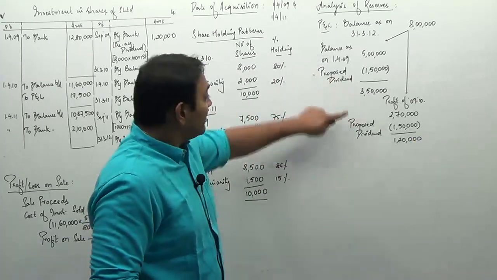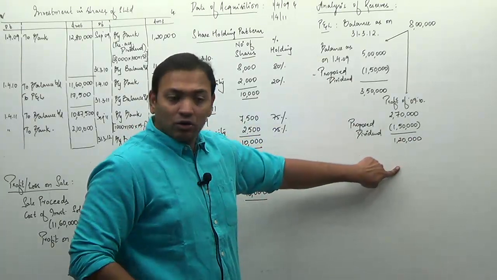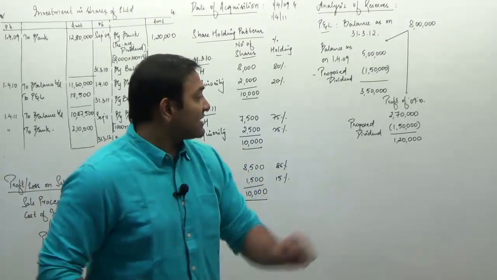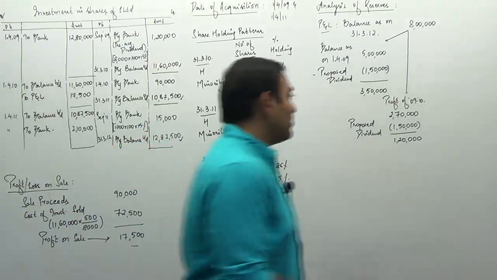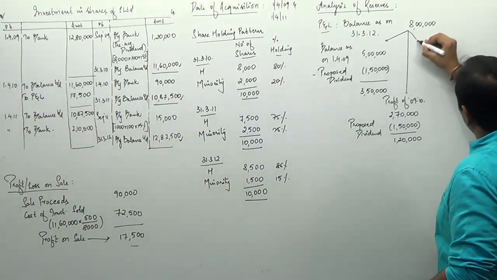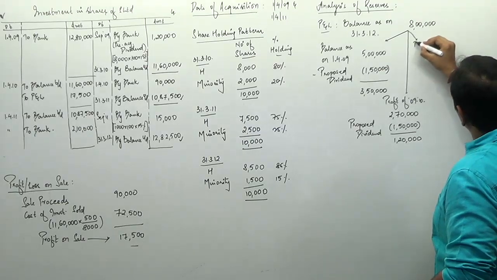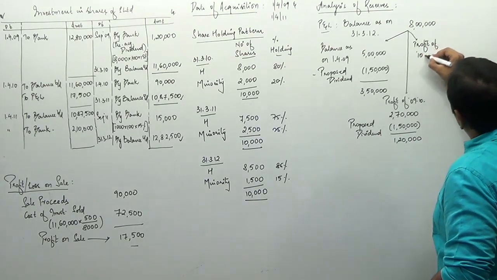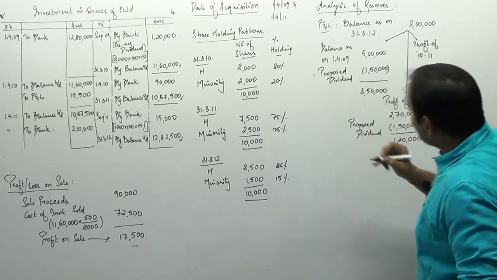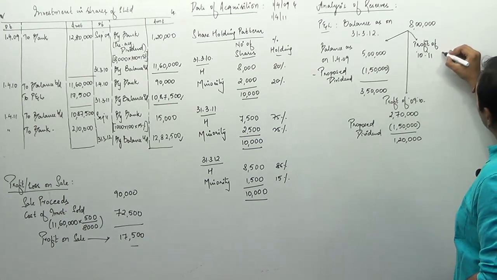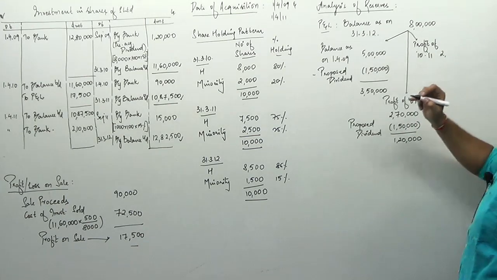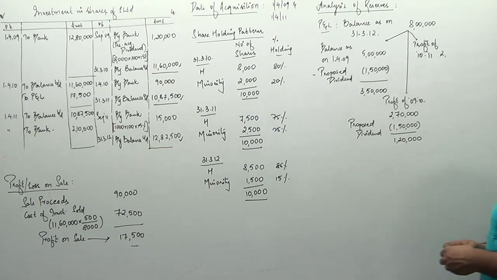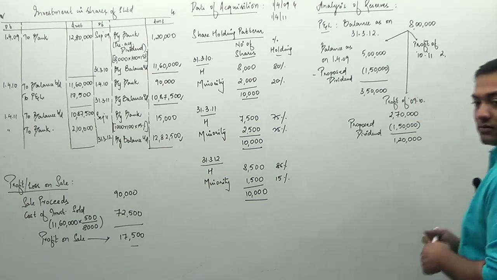Now check how much is the total reserve. 3,50,000 plus 1,20,000, total is 4,70,000. It went up to 7 lakhs by 31st March 2011. So 7 lakhs minus 4,70,000. What was the profit of next year? Profit of 2010-11: 7 lakhs minus 4,70,000 is 2,30,000.